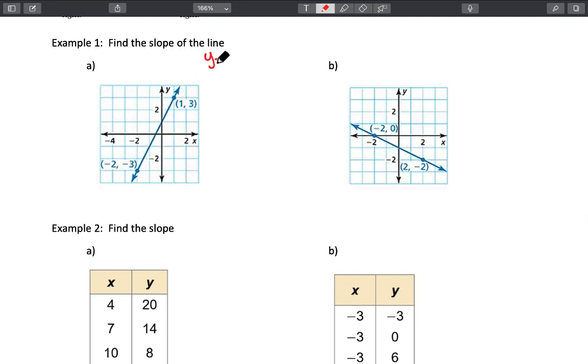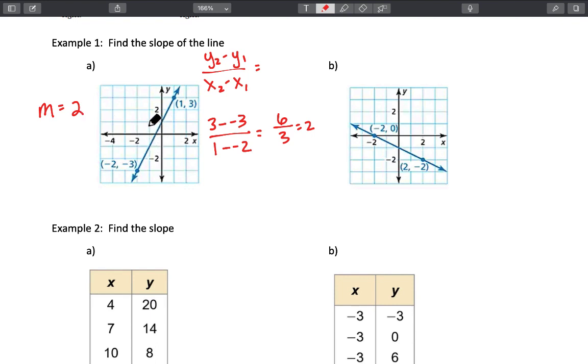So if I use the formula y2 minus y1 over x2 minus x1, I will calculate this by subtracting my y's from each other. So 3 minus a -3. And then I'm going to subtract the x's from each other. And since I started with the positive 3, I got to start with the positive 1 here. 1 minus a -2. All right, so minus a negative means addition. So 3 plus 3 is 6. And 6 over a 1 plus 2, which is 3, that can be reduced to 2. So we said that the slope of this line is 2.